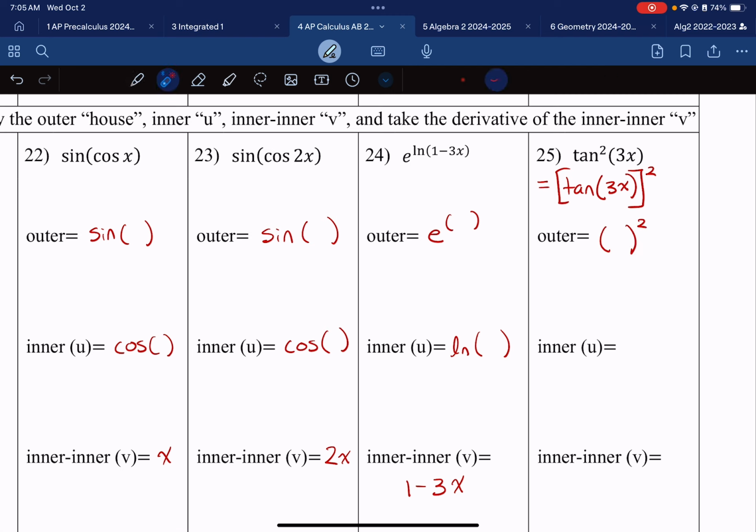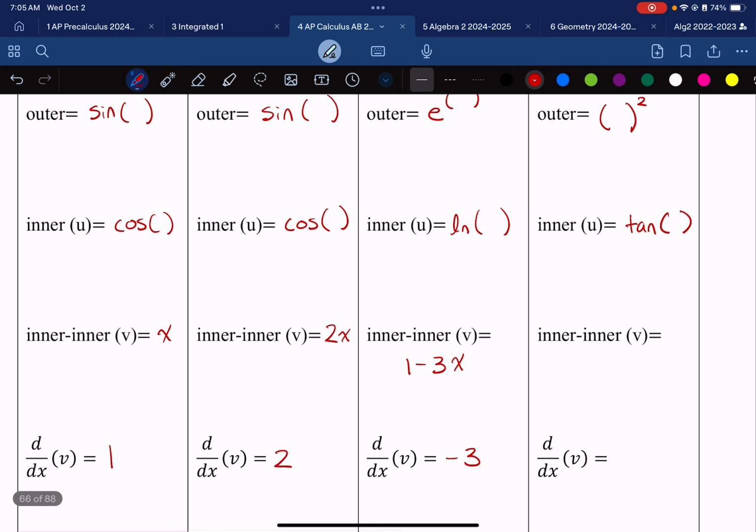I imagine that most people have to look at the answer key, or at least this video for number 25, because it's a weird one. It's weird trigonometry notation. And what is the stuff that goes in here? Well, it's tangent of 3x. So tangent of stuff. And what is that stuff? I already said it. It's 3x. 3x. And the derivative of 3x is just 3.